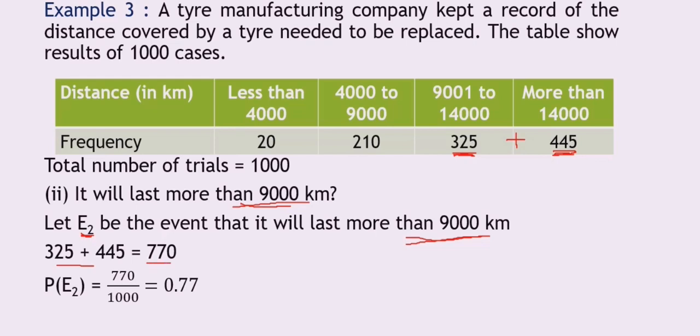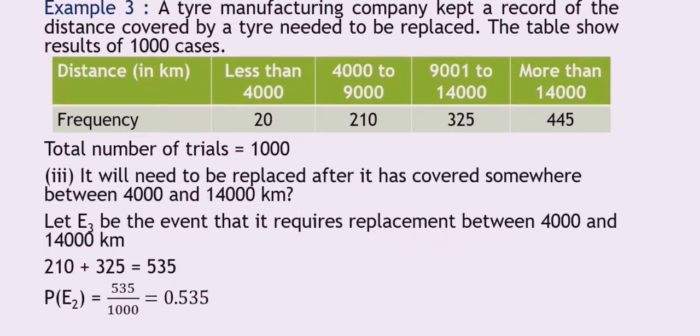Out of these 1000 cases, in 770 times, the tire has lasted more than 9,000 kilometers. So the probability of event E2 occurring is 770 upon 1000, which is 0.77. So this probability is high. When you buy a tire, there are chances that your tire will cover more than 9,000 kilometers before it needs to be replaced. Let us move on to the third case here.